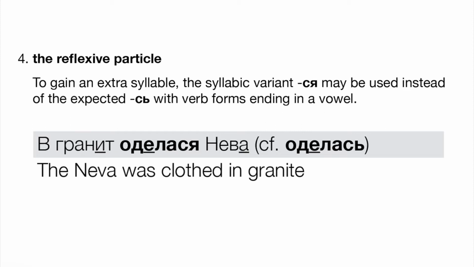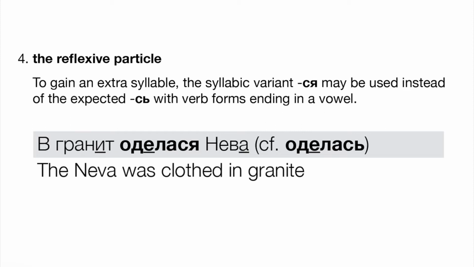Now, of course, we learn in standard grammar that when we're using a form of a verb with the reflexive particle, we add sia when the form ends in a consonant, like оделся, he got dressed, оделся. And we add the soft s when the verb form ends in a vowel, like оделась, she got dressed. Оделся versus оделась. So that's the rule of thumb for modern Russian.